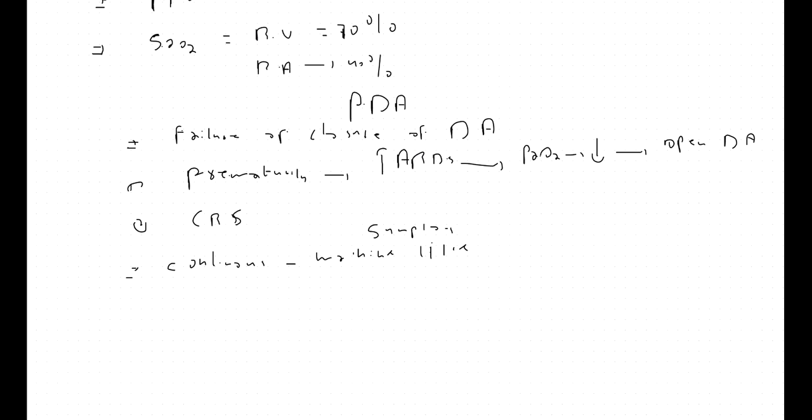Because if you don't treat the PDA, what will happen? Later in life, the PDA will lead to cyanosis. And what kind of cyanosis will you get in the PDA? That will be called differential cyanosis. It occurs once you get the reversal of the shunt, and I am going to discuss with you guys why you get the reversal of the shunt.